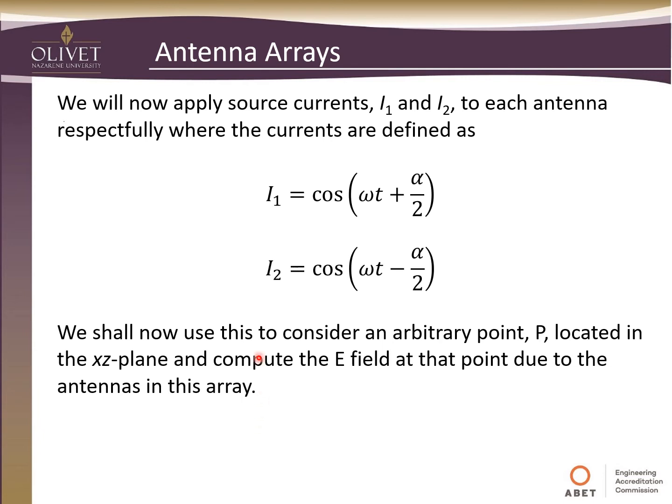So first thing we want to do is control our current sources. So we'll have I1 feeding antenna 1 and I2 feeding antenna 2, and they'll be exactly the same except we're going to have this polar opposite on the phases there. So the first one is plus alpha over 2 and the second one is minus alpha over 2. So again, we're just considering this arbitrary point P, and we want to compute the resultant E field from this antenna array.